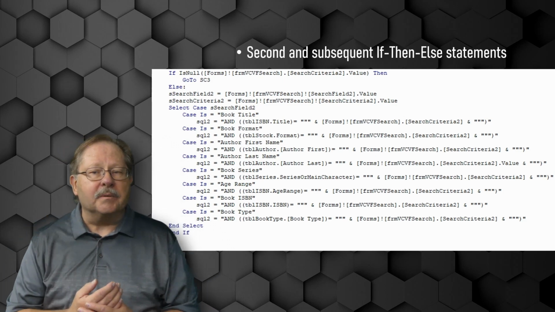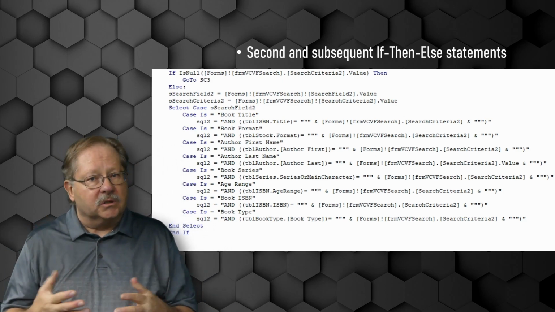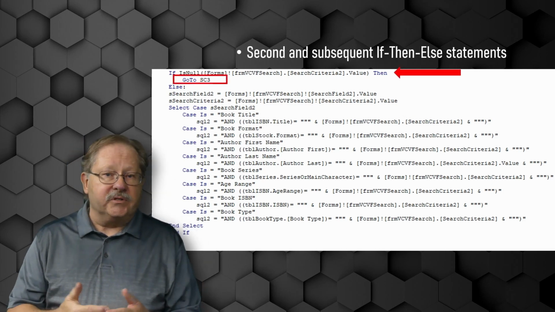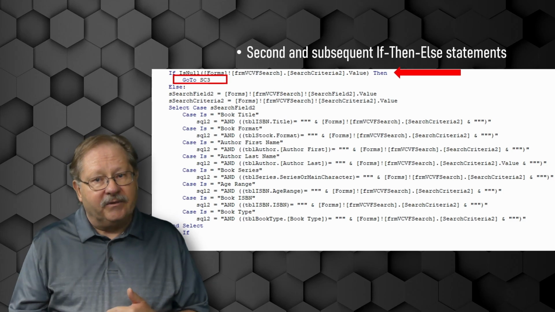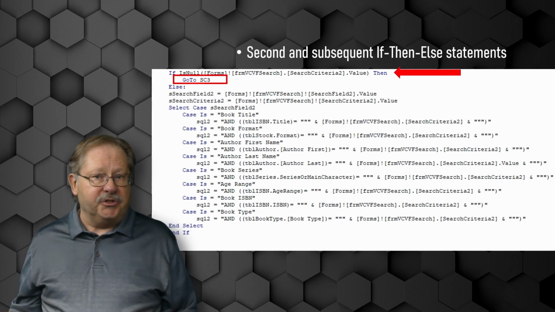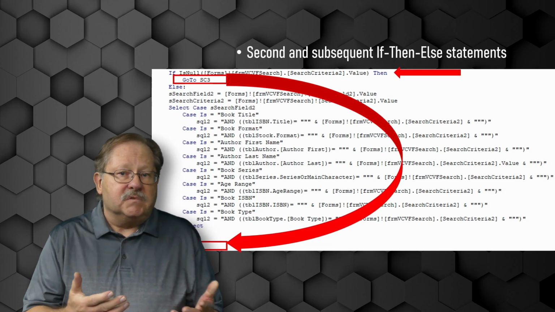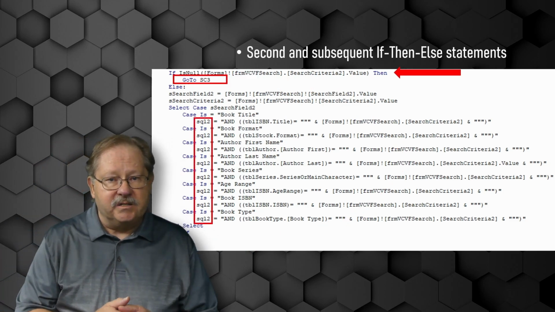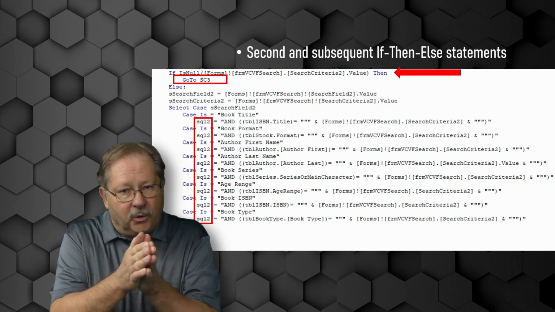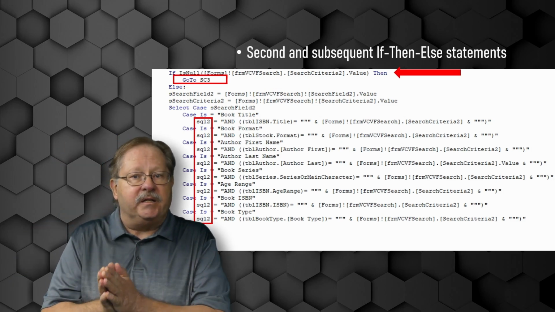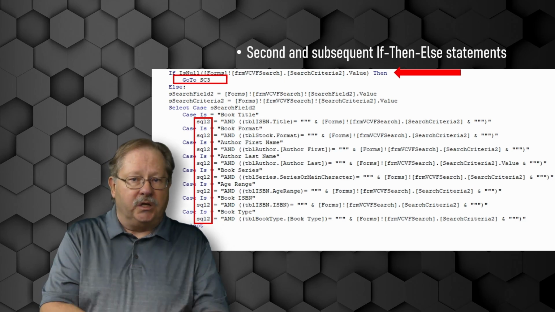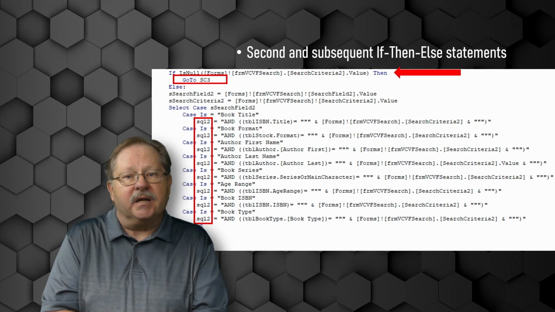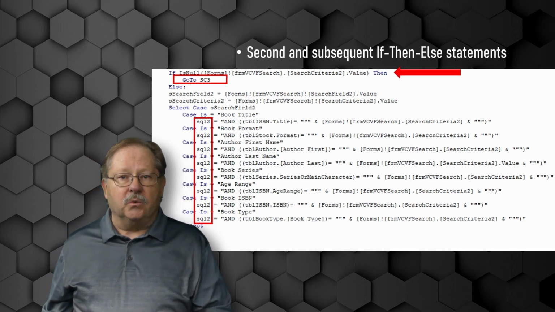The second and subsequent if-then-else statements look like this. The first piece up there is still going to check to see if there's a value. If there's not a value in that particular one, it's just going to bypass the select case statement and move to the next one. If it finds a value in the search criteria, it's going to go into the select case statements and assign the appropriate SQL code to SQL2. And this continues to the next select case statement until it gets all the way through SQL8.